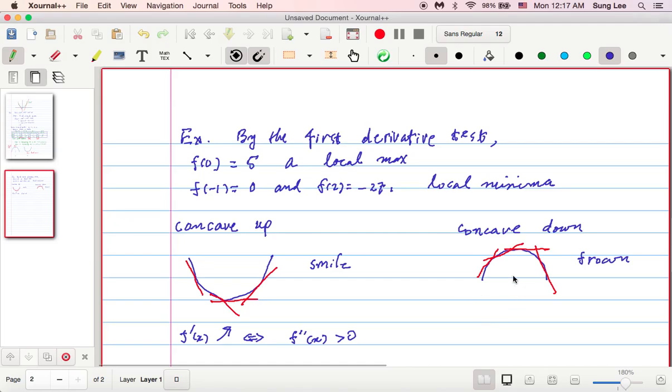And similarly here, when the graph is concave down, as you can clearly see, by the same analysis f prime of x is decreasing. So that's equivalent to saying f double prime of x is negative on that interval. Again, by applying the previous increasing, decreasing test on f prime of x, by considering f prime of x as a function.